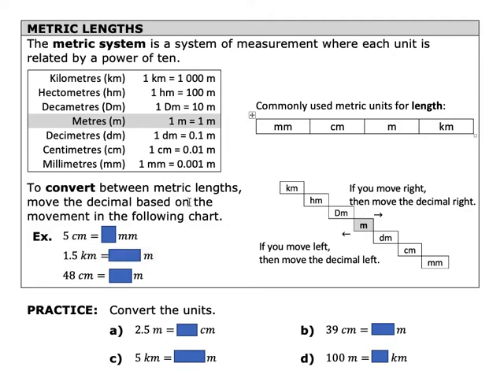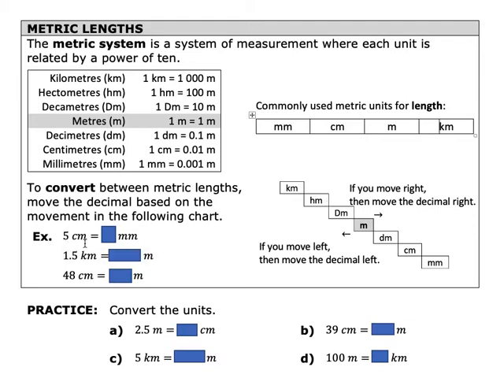Next, to convert between metric lengths, move the decimal based on the movement in the following chart. So this is the same list of units as a ladder, going down to the right. And this is an advantage because if you convert between units, wherever you're starting, track how many spaces you move either left or right to make the conversion, and we'll move the decimal that same number of spaces.